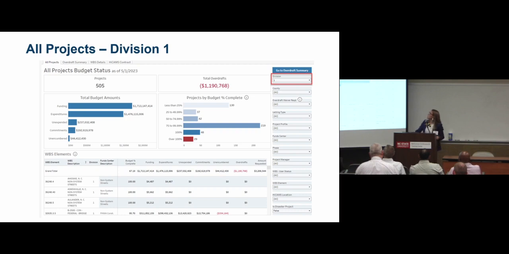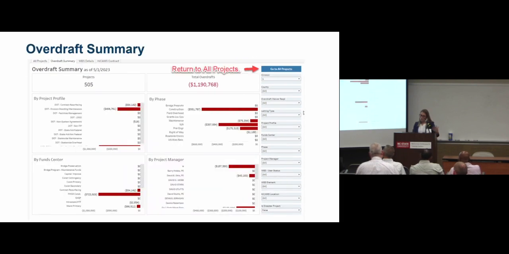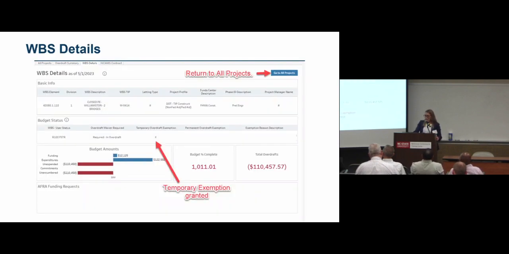So here's the first look. It's looking at all the projects in a division. It shows you the total budget amount and where projects are based on budget percent complete. On this one, this can give you a look at all the projects, and this can give you a look at projects that are over or encroaching budgets. And then this can tell you, based on the overdraft initiative, if a waiver is required if that WBS falls in that category. It also tells you if a temporary exemption has been granted.